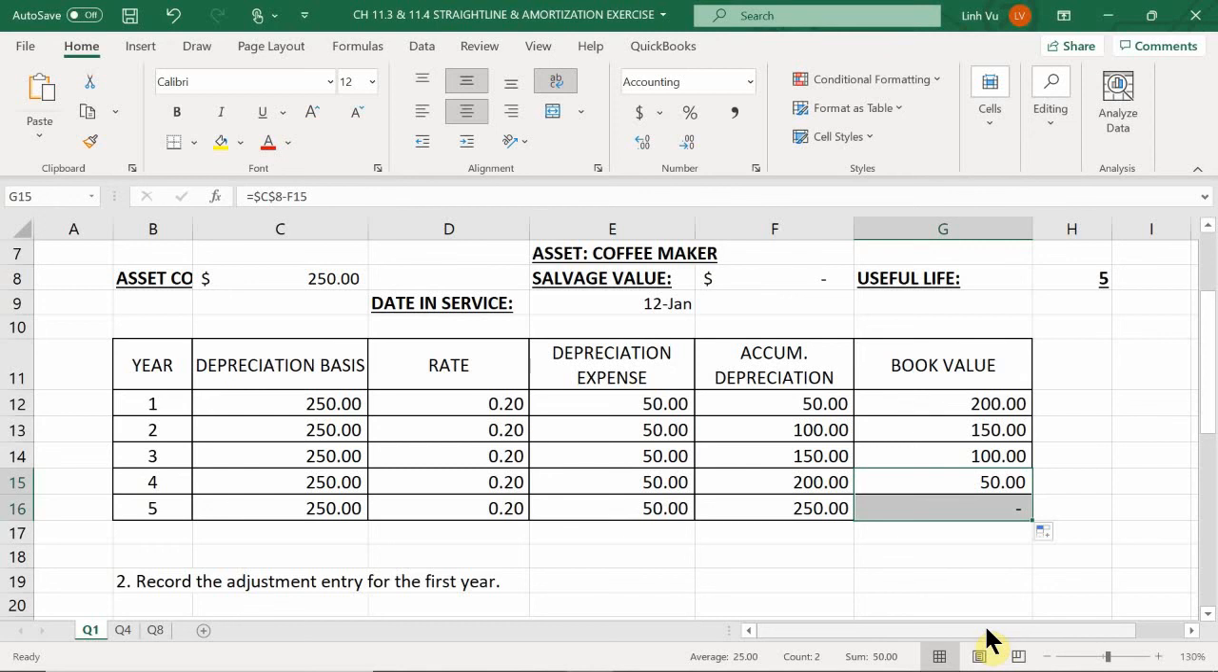It's really simple, really easy. In this case, we have our end goals at the end of the fifth year. The ending of my accumulated depreciation matches my basis. And again, my book value ends up being the same as my salvage value.